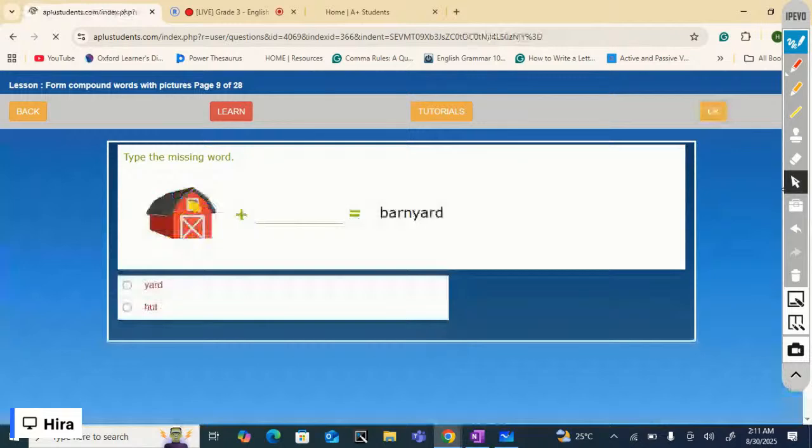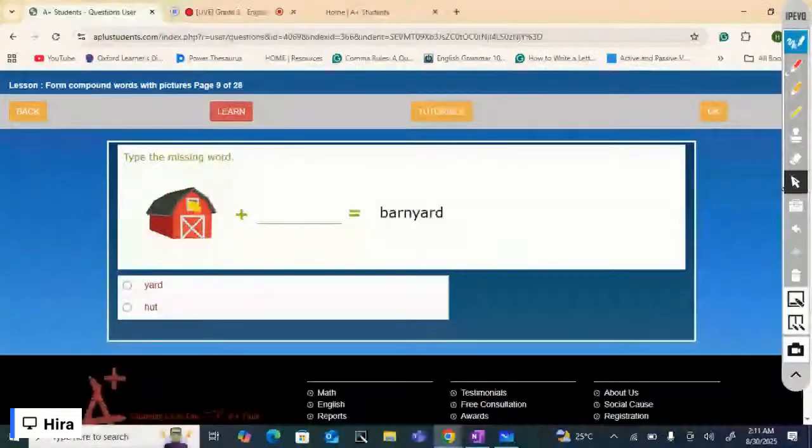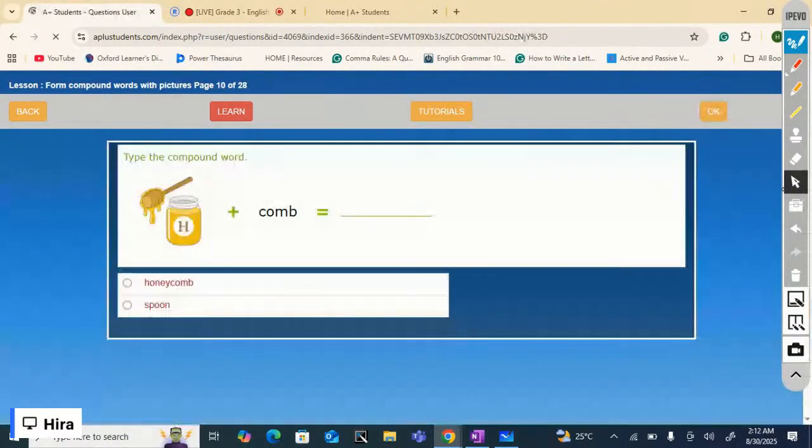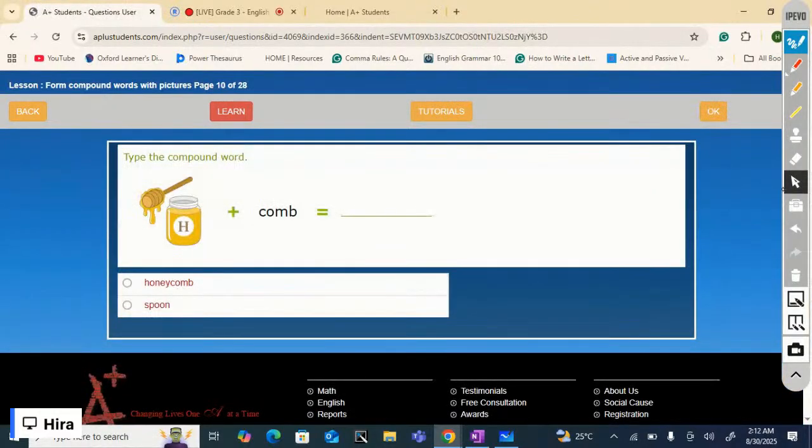This is a picture of a barn, and the word that can be added to it to make this compound word is yard, barnyard. Honey and comb makes honeycomb.